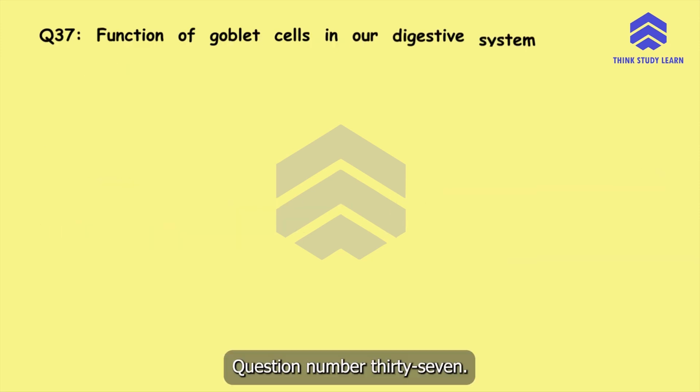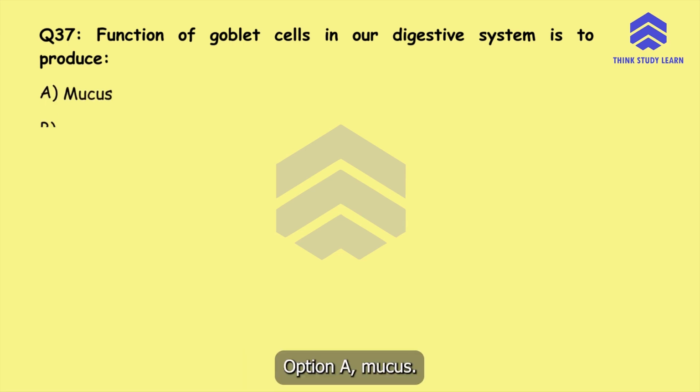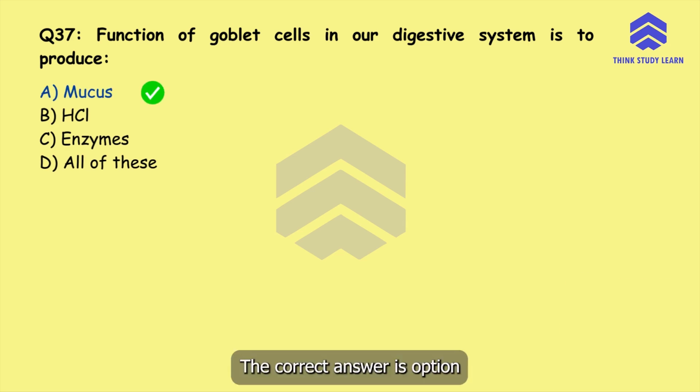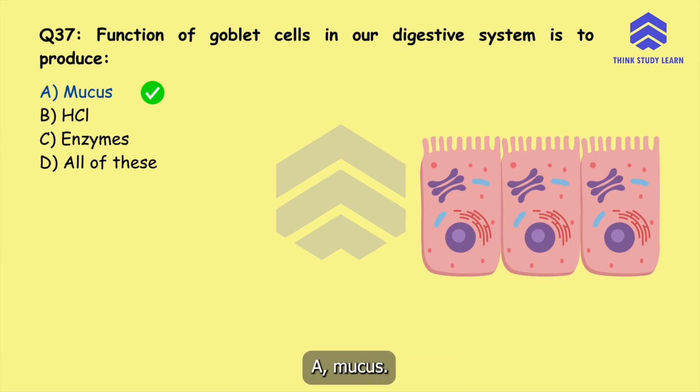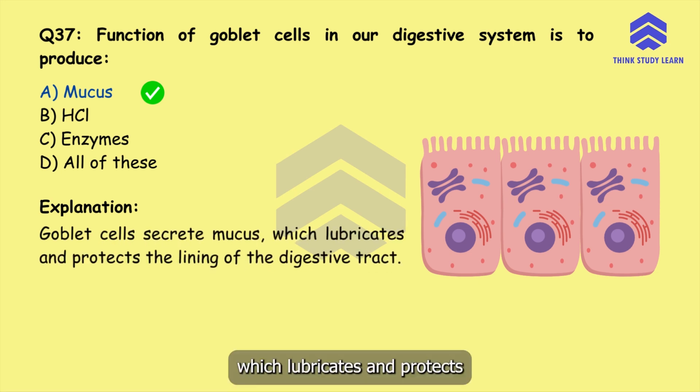Question number 37. Function of goblet cells in our digestive system is to produce option A, mucus, option B, HCl, option C, enzymes, or option D, all of these. The correct answer is option A, mucus. Goblet cells secrete mucus, which lubricates and protects the lining of the digestive tract.